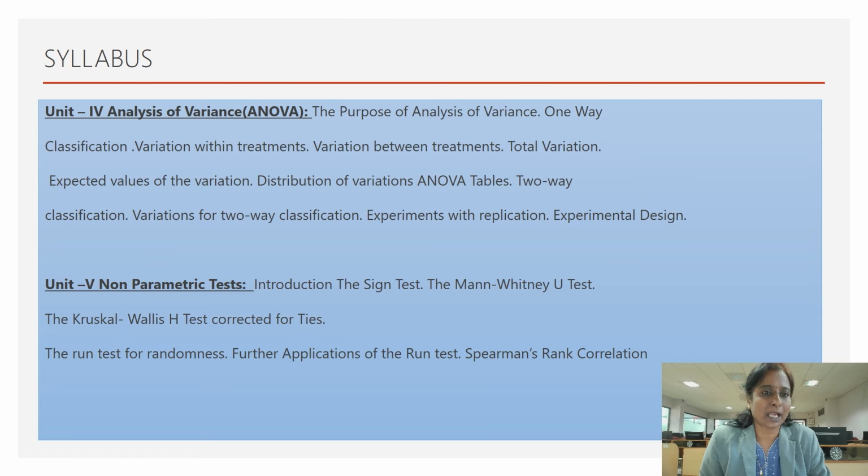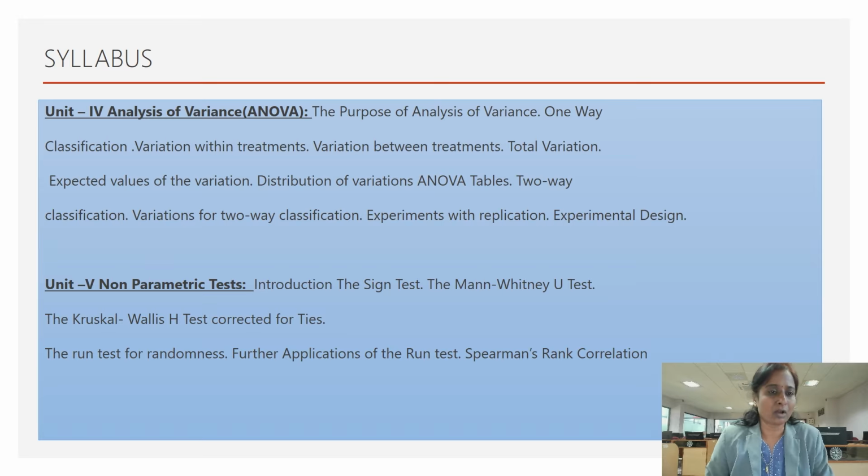The fourth unit is about analysis of variance, ANOVA in short. The purpose of analysis of variance is one-way classification, variation within treatments, variation between treatments, total variation, expected values of variation, distribution of variation, ANOVA table, two-way classification, variation for two-way classification, experiments with replication, and experimental design. In this chapter, unit 4 analysis of variance, we will be dealing with a large number of experimental examples based for all the branches.